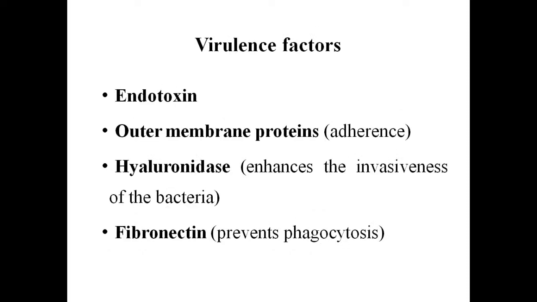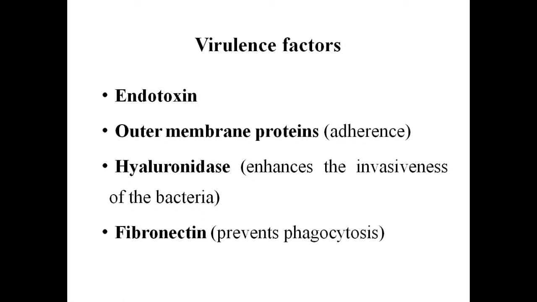Virulence factors. This bacterium is gram-negative, so it produces endotoxin after disruption of the bacterial cell. Then Treponema also have outer membrane proteins that are used by bacteria for adherence. The next one is hyaluronidase. It enhances the invasiveness of bacteria. Invasiveness means ability to enter tissues, human tissues.